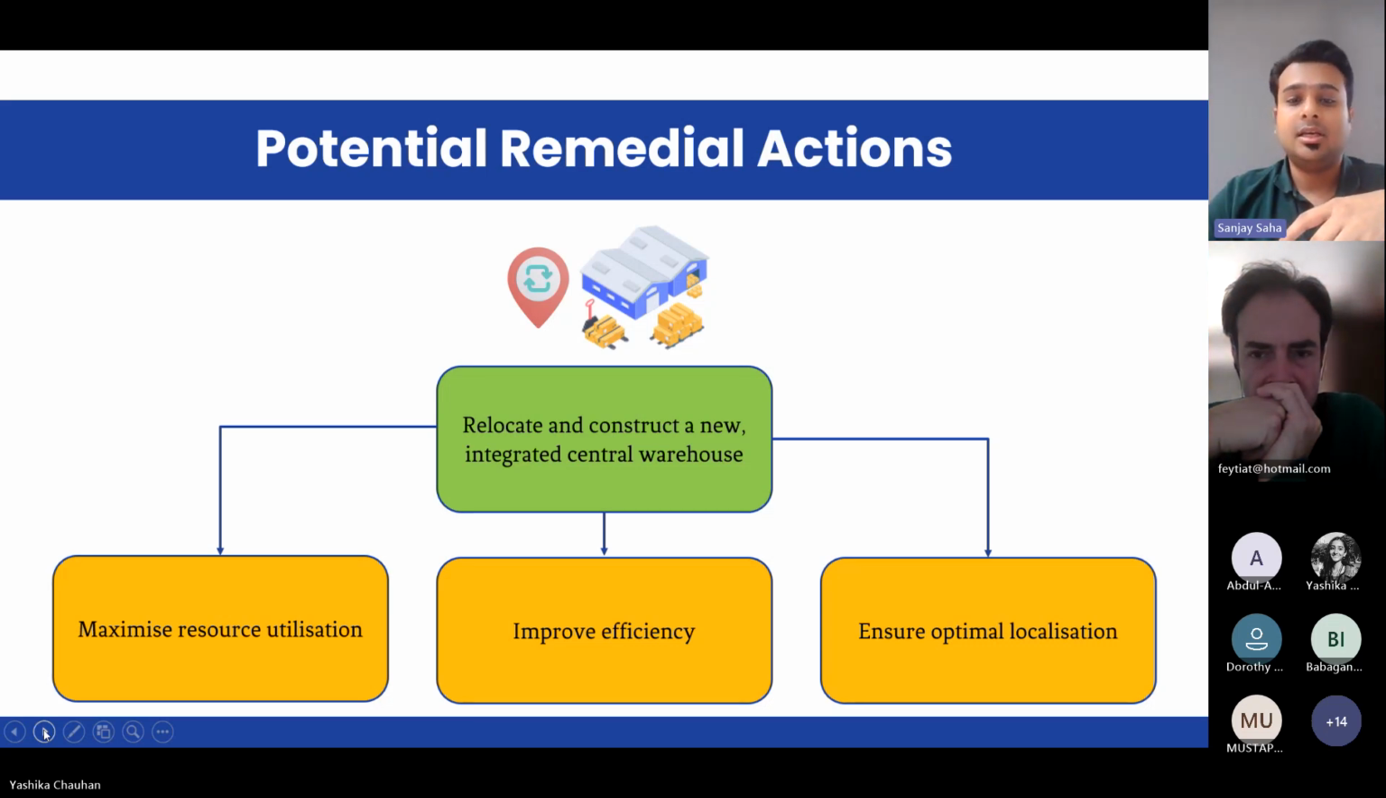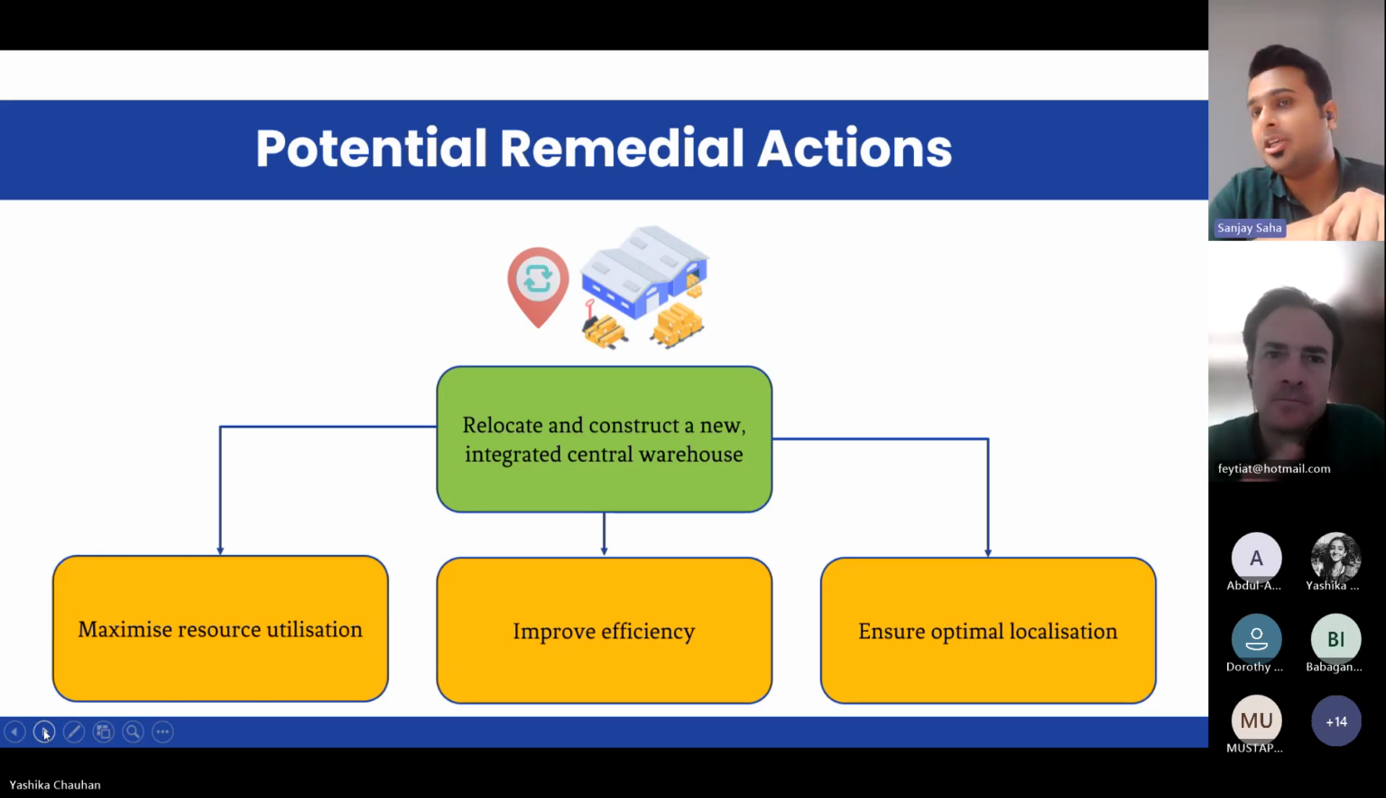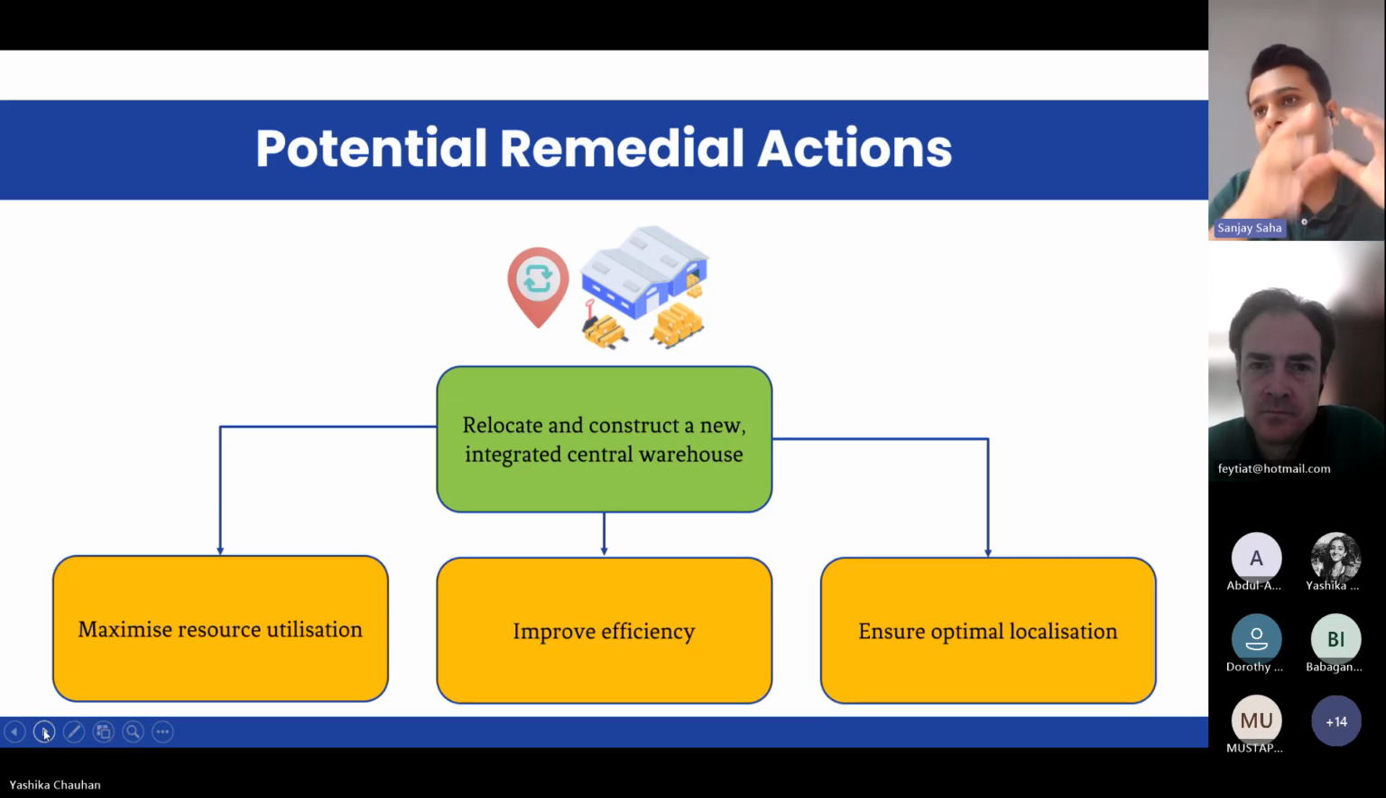Now, in this case, an integrated central warehouse was the solution, which would have maximized resource utilization. It would have improved efficiency. It would have ensured optimal localization of products and of that warehouse area as well. So in this case, that warehouse design was not correct. It would have led to, and probably is leading to, very low efficiency of warehouse operations. The remedial action is to reconstruct or relocate to a better place, and have an integrated central warehouse.